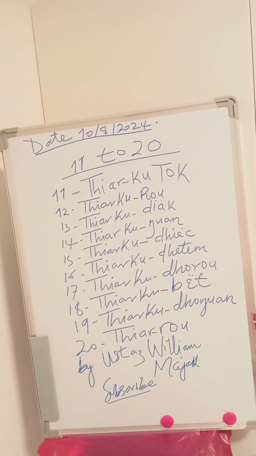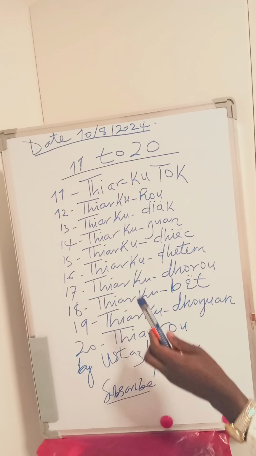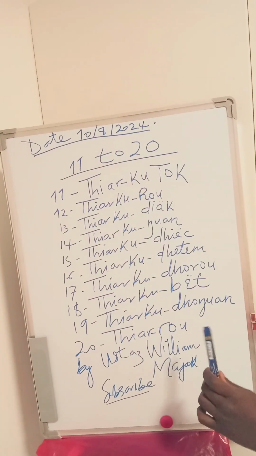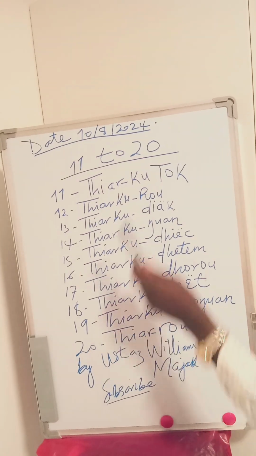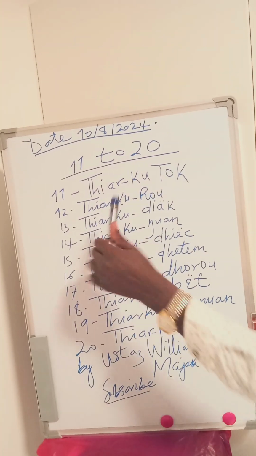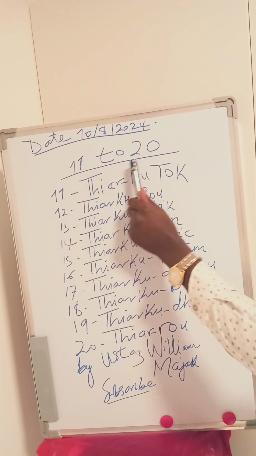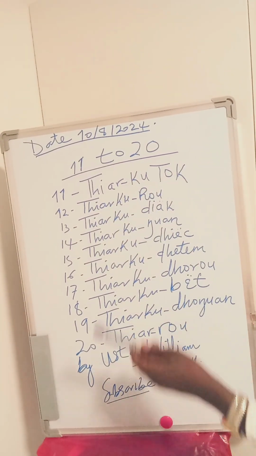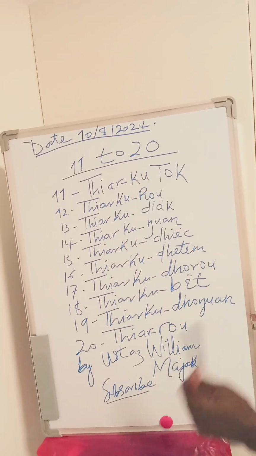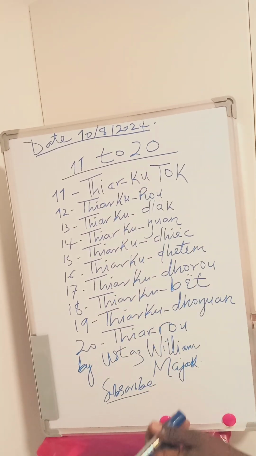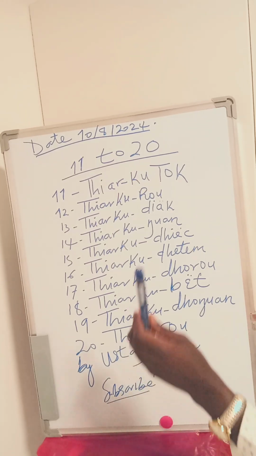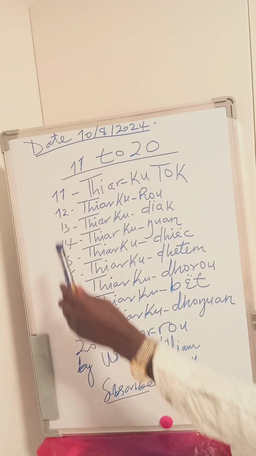Today we are going to learn numbers in Dinka language from number 11 to 20. Yesterday we learned from number 1 to number 10. And today we are going to read from number 11 to 20. And then tomorrow we are going to read from number 20 to number 30. We will continue until we reach 1000 in Dinka language. So let us begin reading.